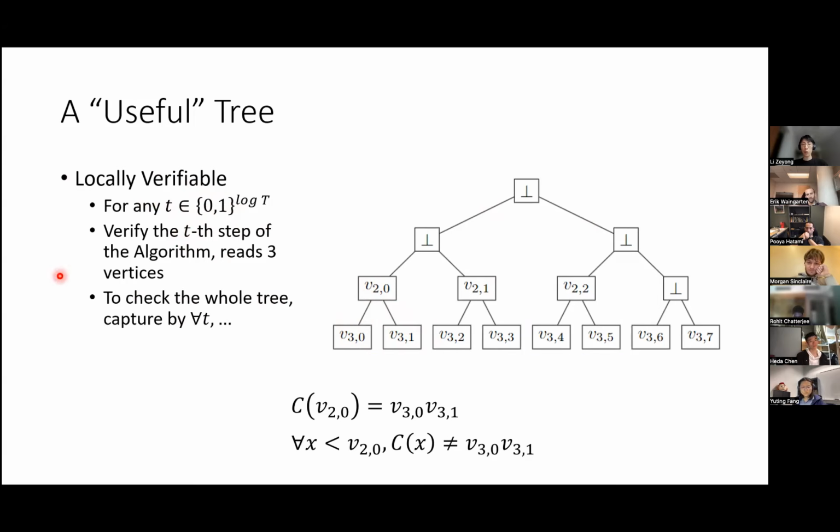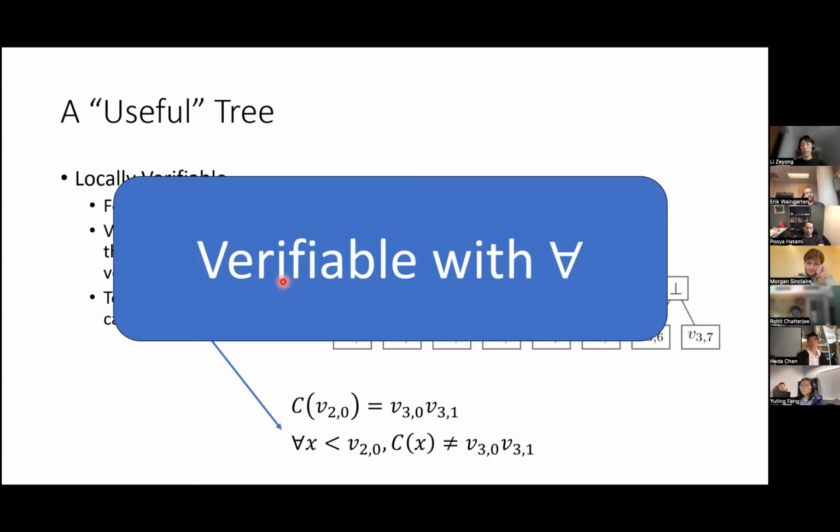And if we want to check that the whole tree is correct, that it's the right tree generated from executing the algorithm, we can just use a single for all t quantifier to do the check for us. And notice that I have 2 for all quantifiers here, so I can merge them into a single for all quantifier. So in this sense, this whole tree is verifiable using only 1 single for all quantifier.